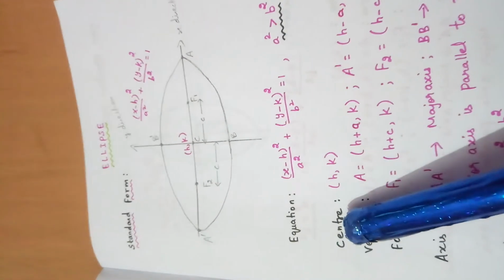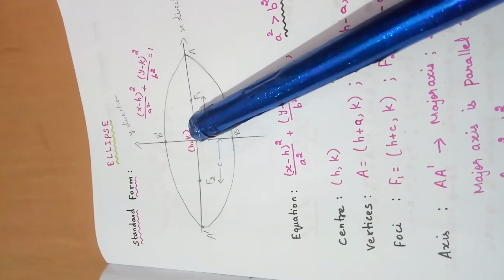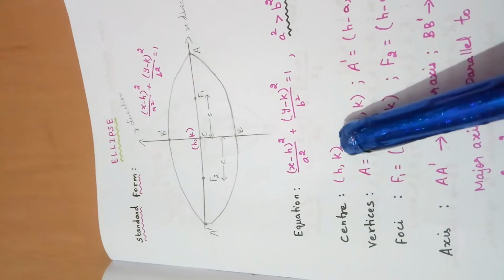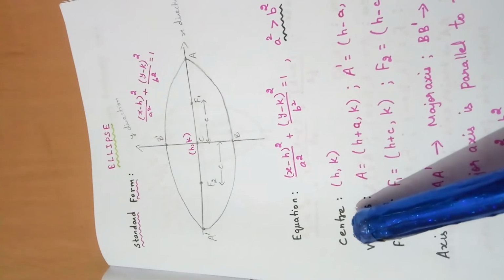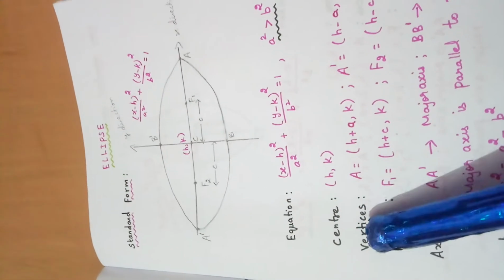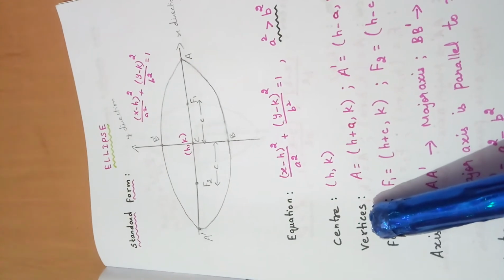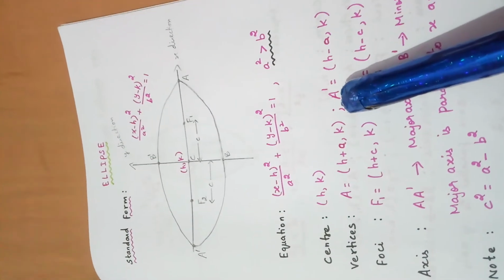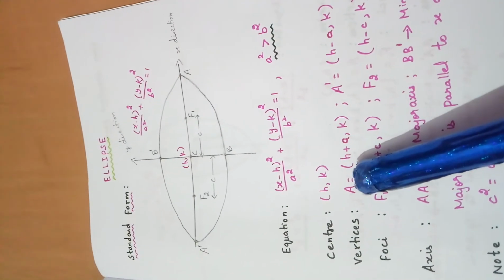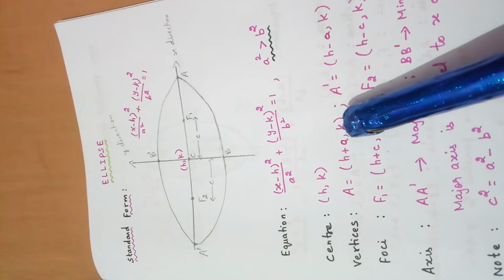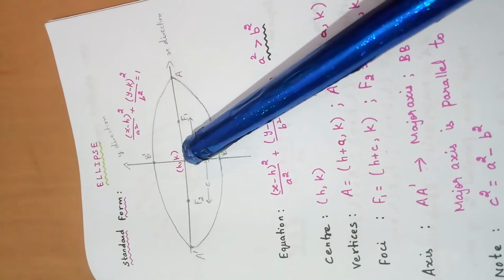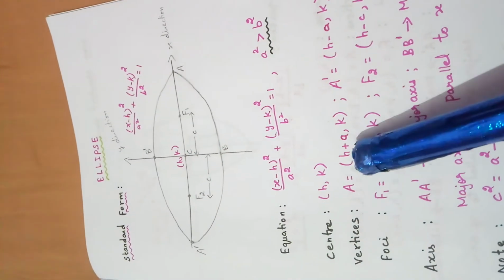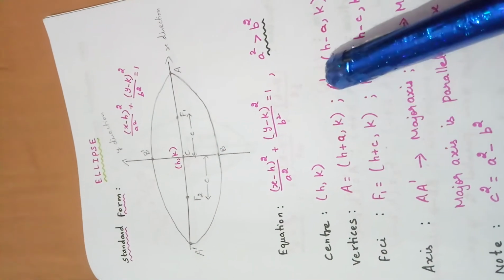Next, center formula. Center is denoted as h comma k. So I have to say h comma k is the center of the ellipse. Then vertices, plural form, therefore we will have two vertices. A is one vertex, A dash is the second vertex. Formula for A is h plus a comma k. Center is denoted as h comma k, right? And the vertex formula is h plus a comma k.